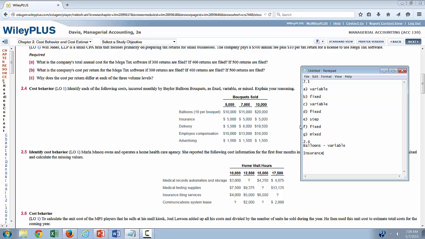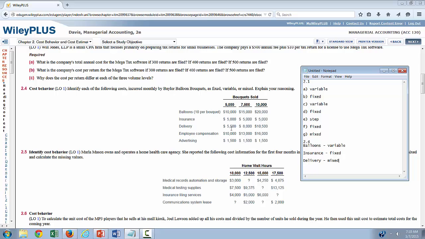Okay. How about insurance? Notice that insurance is the same at all of the different levels of activity. That means it must be a fixed cost. Delivery is going up at every level, but it's not going up proportionately. So delivery must be a mixed cost. Remember, we said if it doubles from the 5,000 to the 10,000, then it's going to be variable.